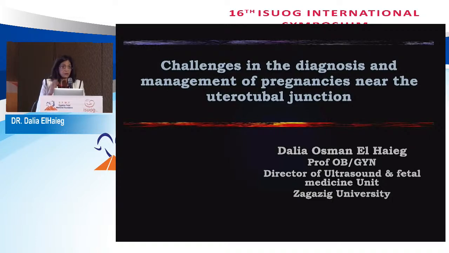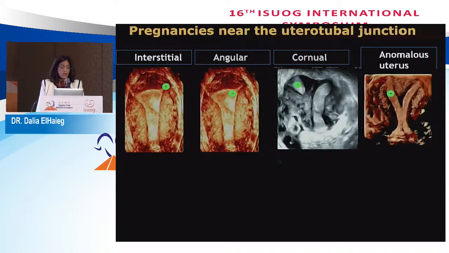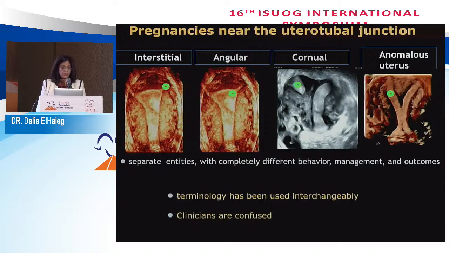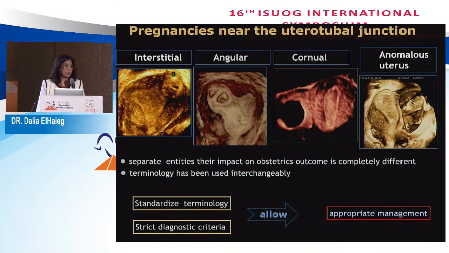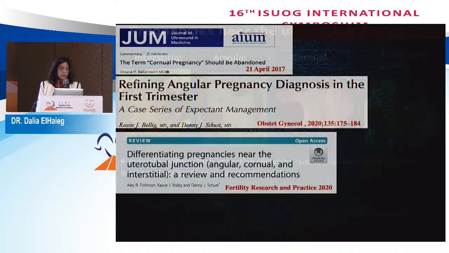I'm going to talk about the challenges in the diagnosis and management of pregnancies near the utero-tubal junction. We have to know that eccentric pregnancies include interstitial, angular, cornual, and pregnancy in an anomalous uterus. However, it's crucial to differentiate between them because they are separate entities with completely different behavior, management, and outcome. The terminology has been used interchangeably, and we are confused. So we need to standardize the terminology and to set critical diagnostic criteria in order to allow for appropriate management.